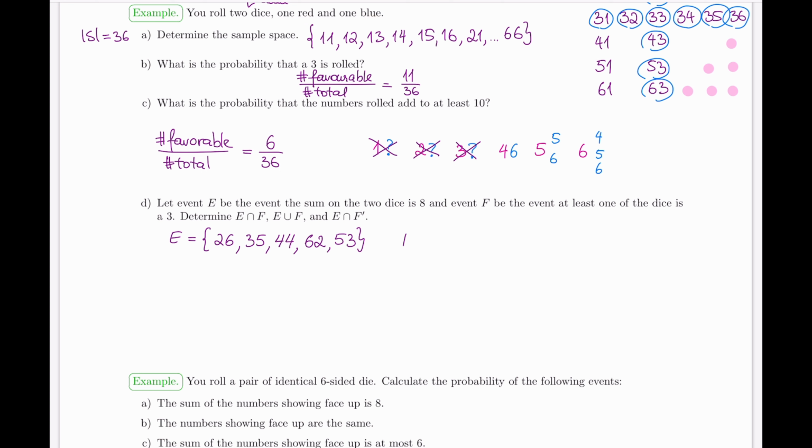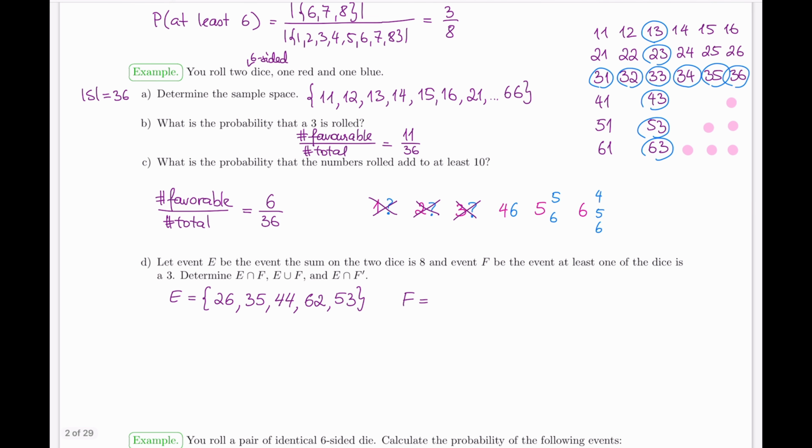Now, F is the event where at least one of the dice has a 3, and that is already what we considered in part B here. So going through the table, I know it's going to be all of these outcomes here. So I'm not going to list all of them. I'm going to list them first as a column, and then as a row, 3, 1, 3, 2, with the understanding that I am including in this set all of the options that occur here.